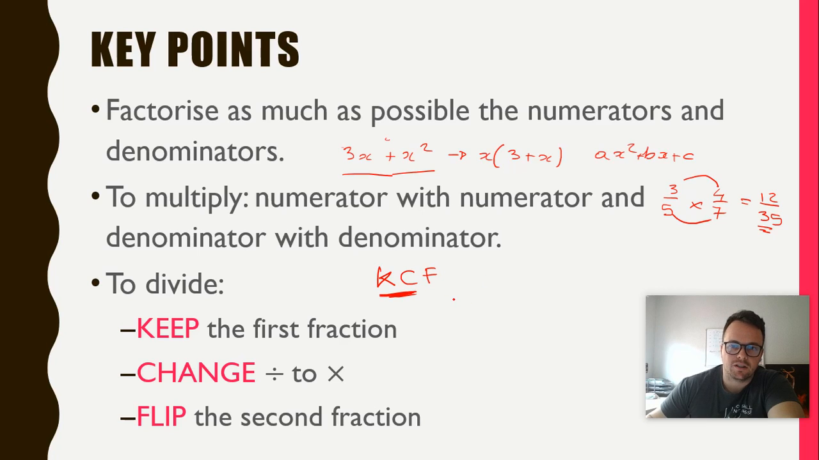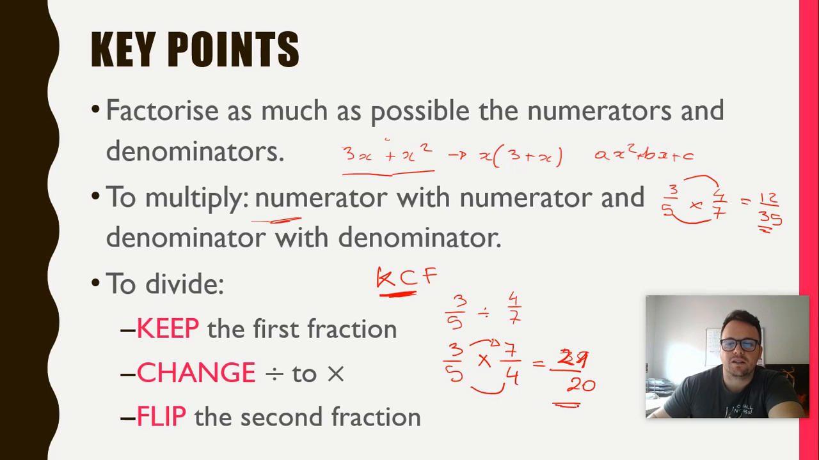I'll give you an example here. You have 3/5 divided by 4/7. That's the same as keep the first fraction, change division to multiplication, and flip the second fraction. Then just apply the previous rule, multiplying numerators and denominators. 3 times 7 is 21, over 5 times 4, 20. There you go.